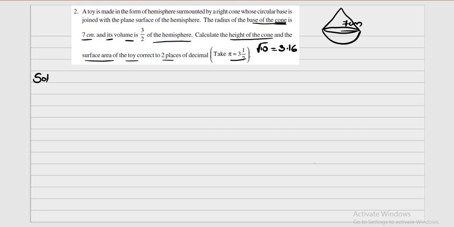Now let us write down what are the things that are given first. So what he has given? The base radius of the cone is given. So the radius of the cone is 7 centimeters, which is also the radius of the hemisphere, right? And one more thing he has given: the volume of the cone is equal to 3 by 2 times the volume of the hemisphere. So this is also given, right?